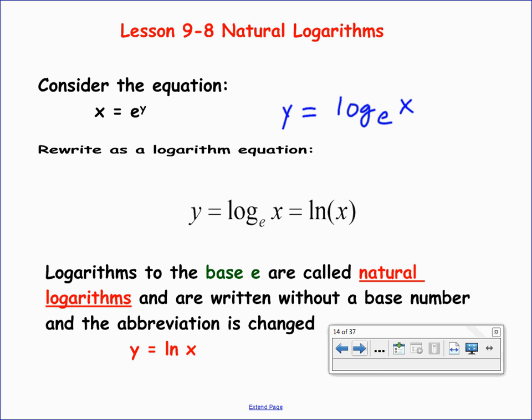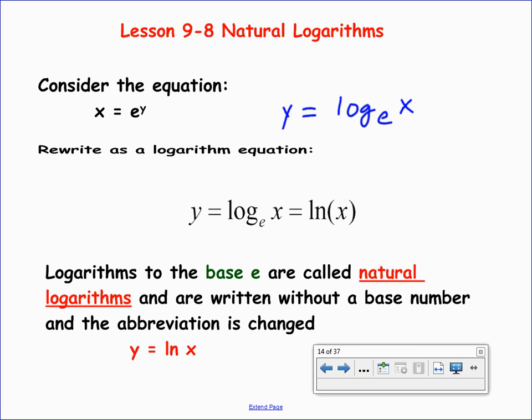we go ahead and call that a natural logarithm. Remember, e is a number, Euler's number, that shows up in our continuous growth and continuous decay problems. It's about 2.71828. But we don't write log base e. It's so special, it gets its own button on the calculator too. But it's not log, that's base 10, it's ln for the natural logarithm. So logarithms with the base e are called natural logarithms and are written without a base number, and the abbreviation is changed, y equals ln of x. And so we'll be using y equals ln of x to represent a log with the base e.